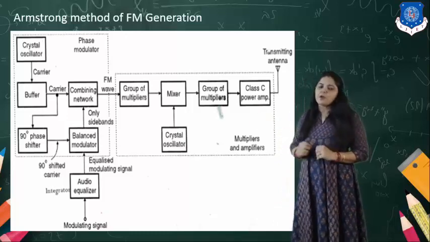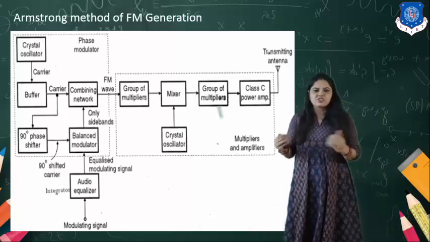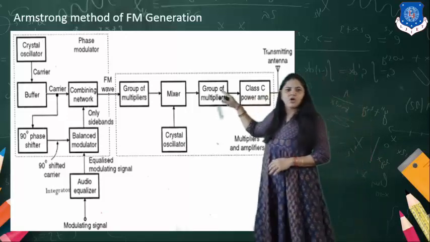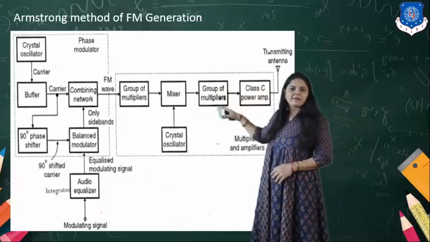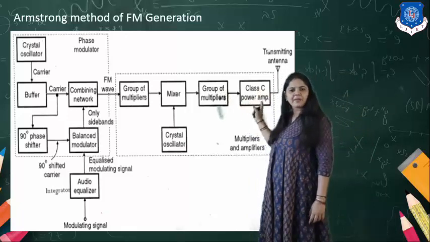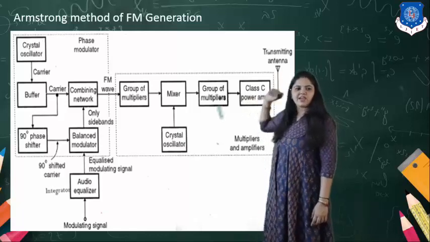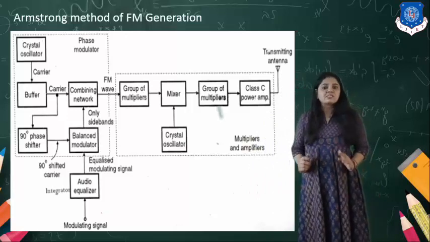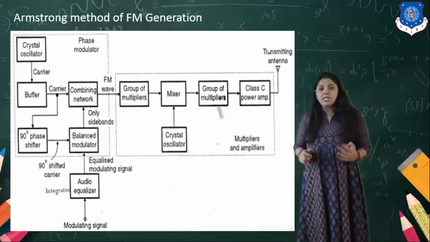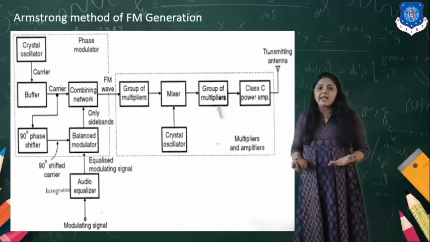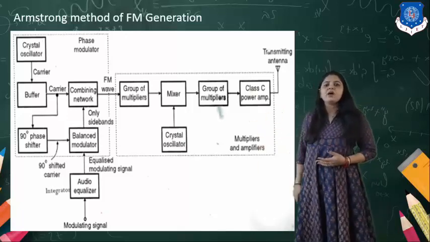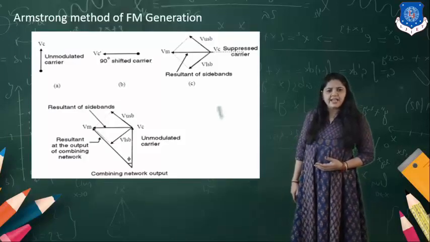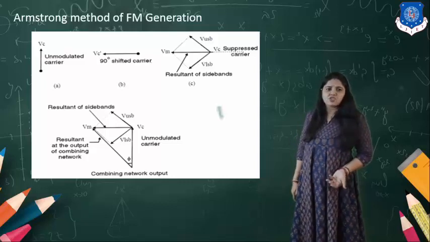It is given to the mixer. The mixer will just change the center frequency, and again it is passed through a group of multipliers, and through the class C power amplifier it is transmitted via the transmitting antenna. Now things can be made clearer if we learn about the phasor diagram of this particular method. So one by one we will study the phasor diagram of the Armstrong method.